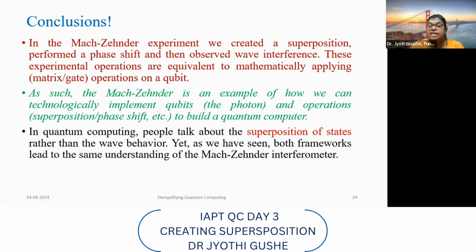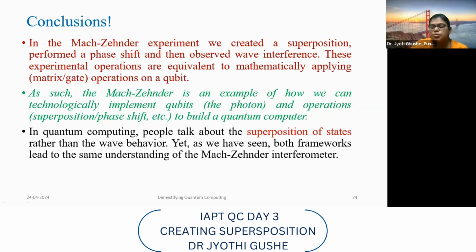So we can create multiple states using a beam splitter. As such, the Mach-Zehnder is an example of how we can technologically implement qubits, which means photons, and the operations. Here operations means the superposition or phase shift, to build a quantum computer. Now this is very basic. We are learning the first step, how the superposition states are created. When this base is made, further sessions will be easy for you.